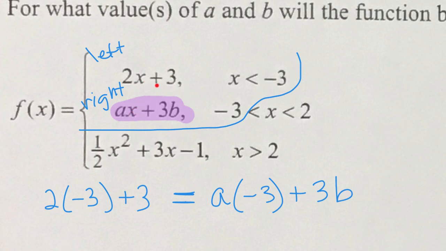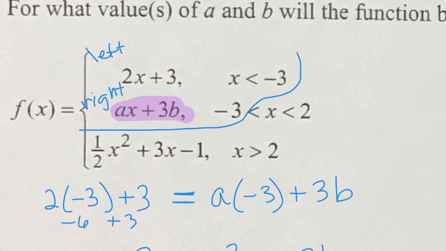We want the y values to be equal, so we evaluate on the left and we evaluate on the right, and we get -6 plus 3 is -3, which needs to equal -3a plus 3b. So we're kind of stuck here because there's nothing we can solve. We have 2 variables but 1 equation. So we're just going to let this sit here for a minute while we go on and look at +2, and maybe that can help us solve something over here in the future.